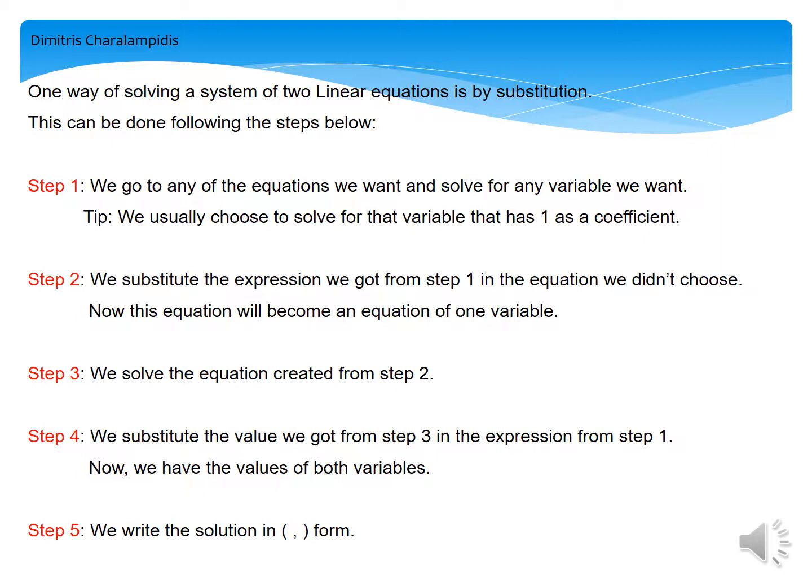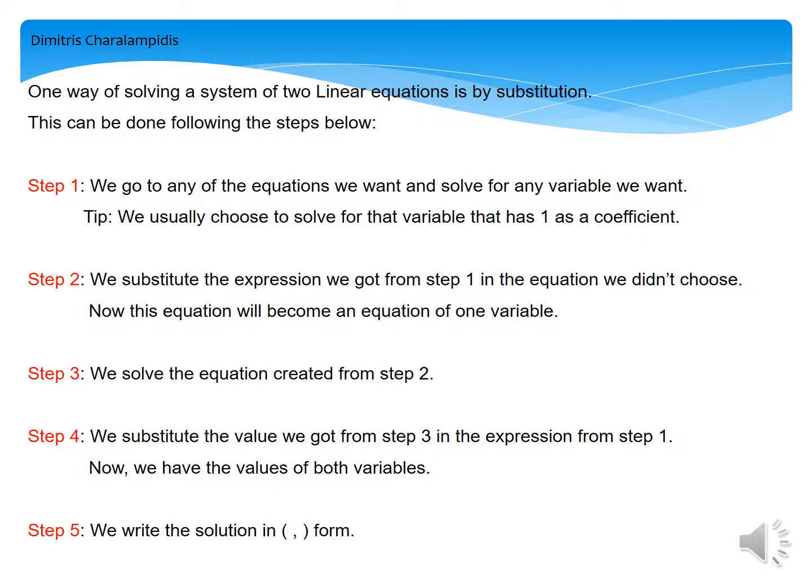In first step, we go to any of the equations we want and solve for any variable we want. As a tip, we could say here that we usually choose to solve for that variable that has 1 as a coefficient. Then, in step 2, we substitute the expression we got from step 1 in the equation we didn't choose. Now this equation will become an equation of one variable.